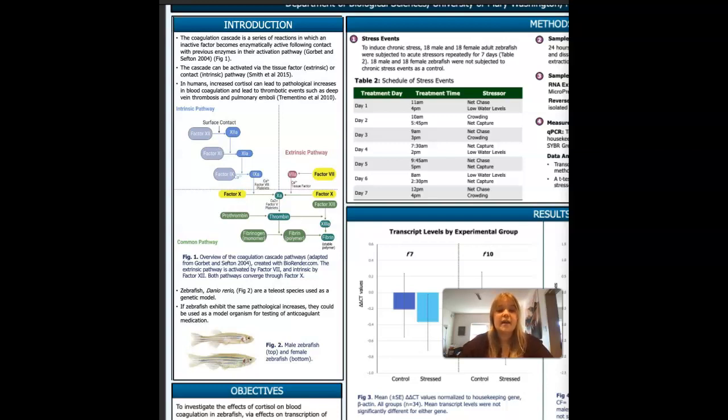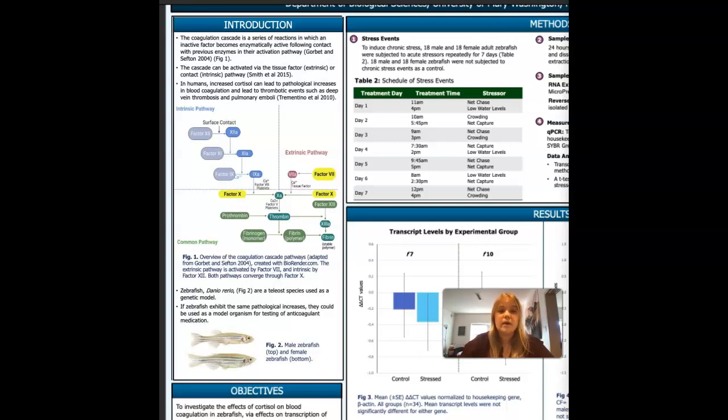Zebrafish carry the same coagulation genes and factors as mammals, providing evidence that the coagulation process is fundamentally the same as in mammals. Zebrafish, or Danio, are a teleost species used as a genetic model. Pictured in Figure 2 is a male zebrafish, which is pictured on the top and is slender and more golden in color. On the bottom is a female zebrafish, which, as you can see, is a bit larger.